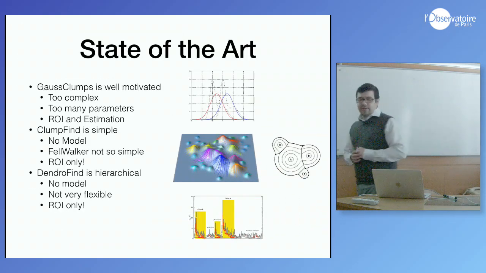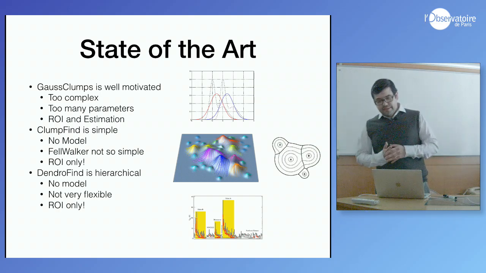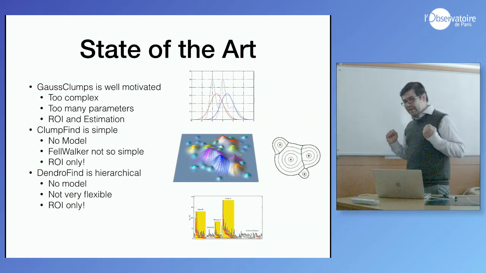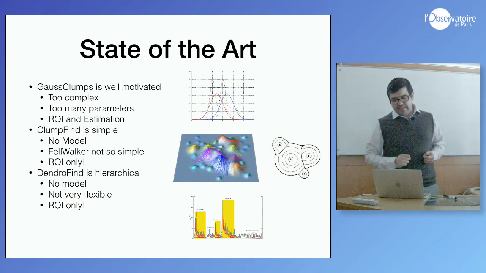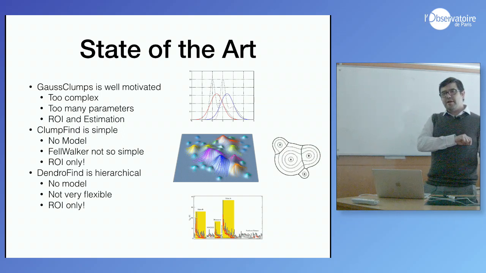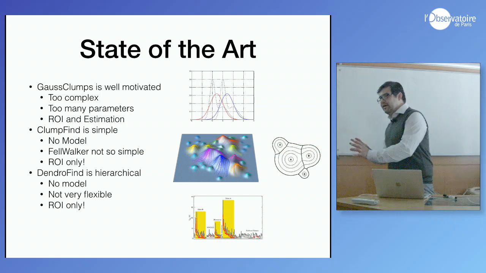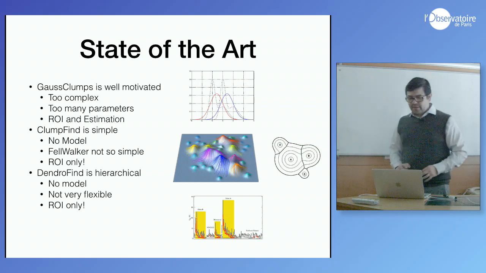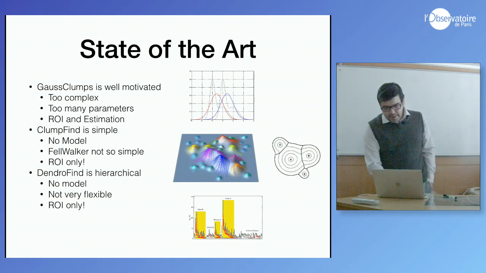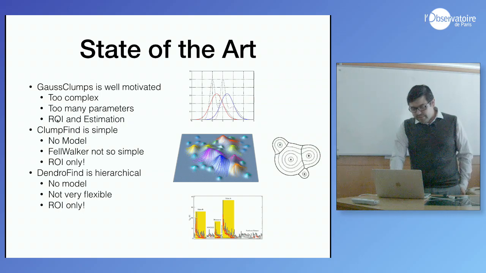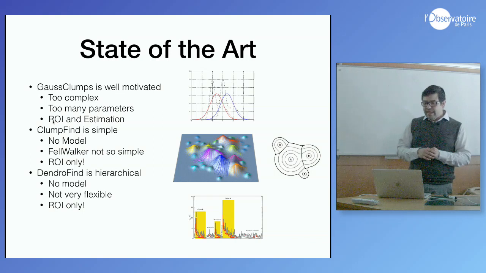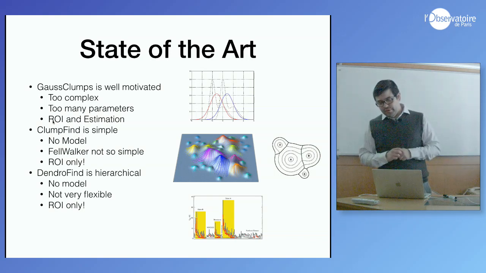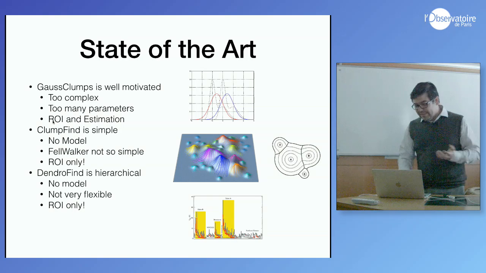So GaussClump, in my opinion, is well motivated, but the problem is that it's too complex. It has too many parameters. I think it's more than 32 parameters to tune up, and they do not translate to physics at all. The parameters are algorithmic choices that you have to make, so it's difficult to tune. And it's good to make some region of interest selection, and may be good for estimations if your clumps are actually Gaussian, but it's not a simple algorithm.